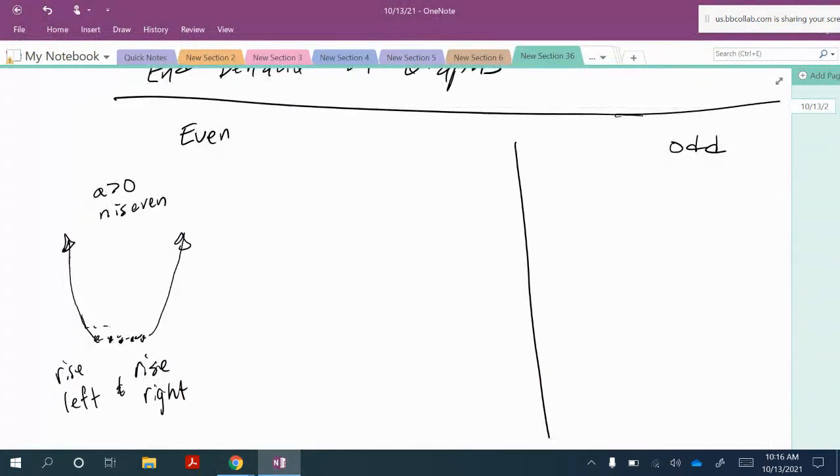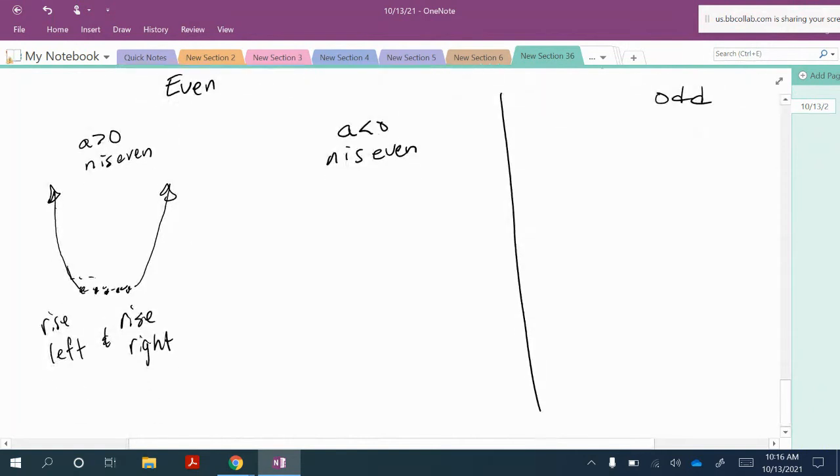All right, so here's the next setup for even. If a is less than 0, so that means the leading coefficient is negative, and n is still even, your graph is going to look like this. It's going to fall to the left and fall to the right.